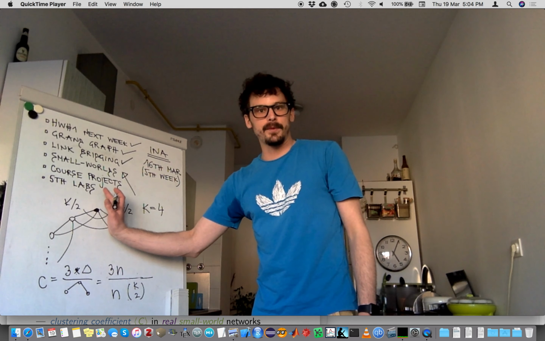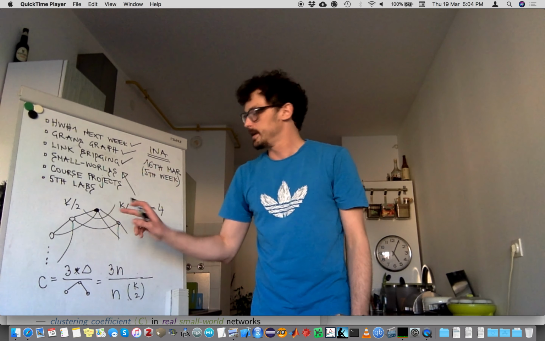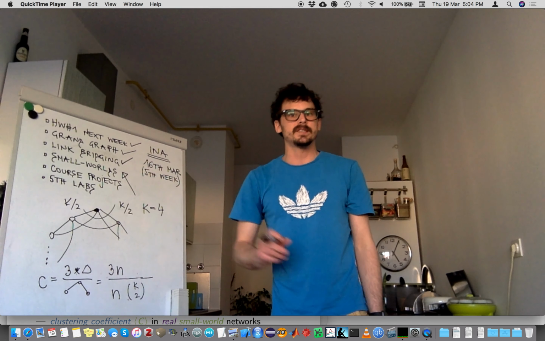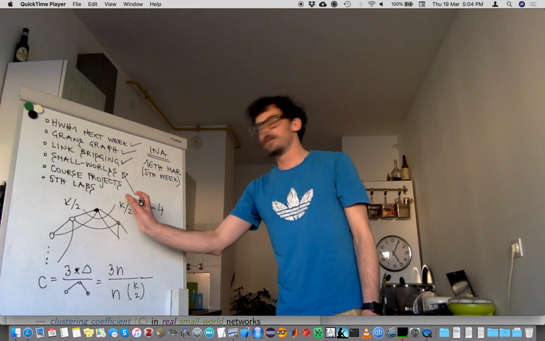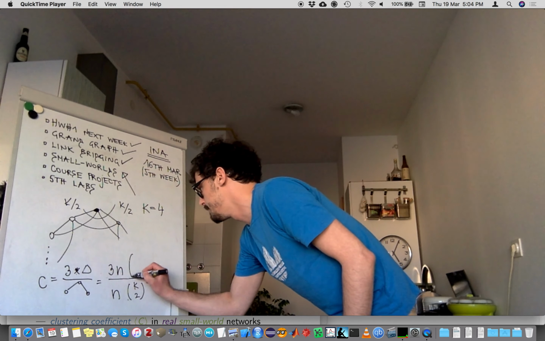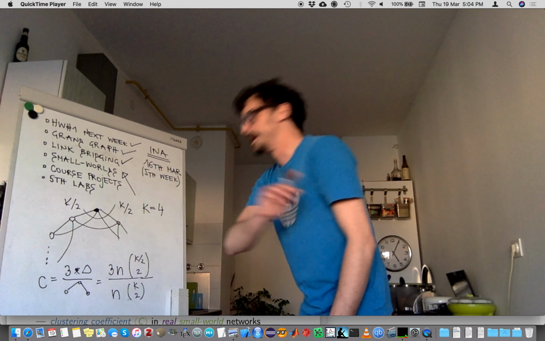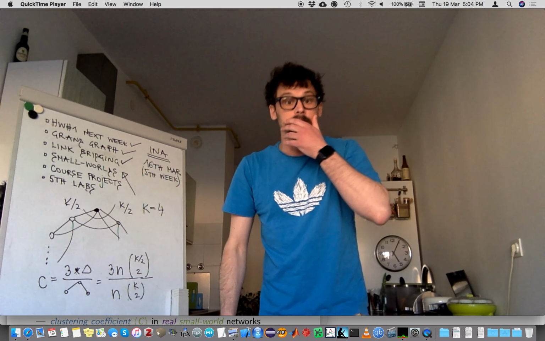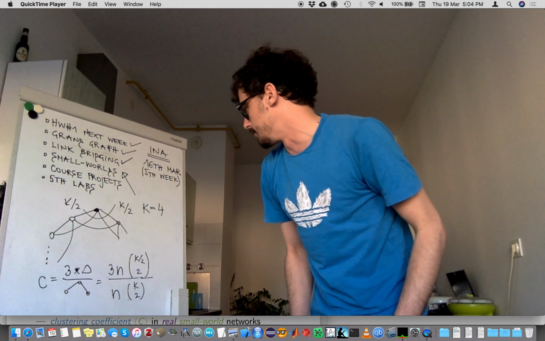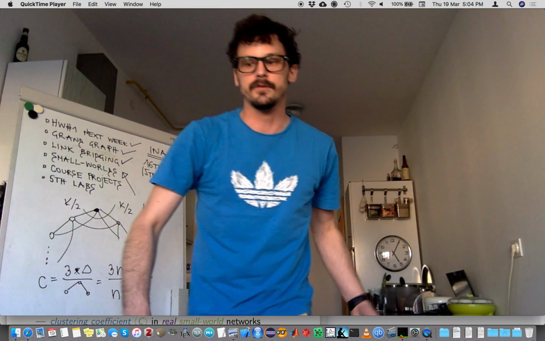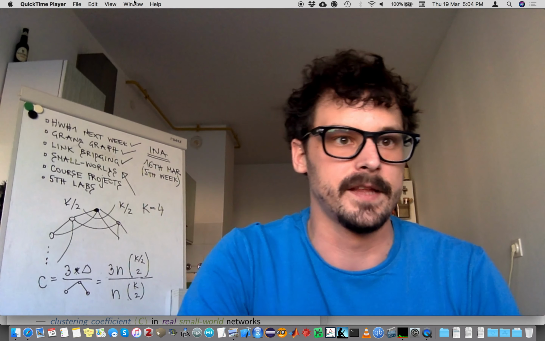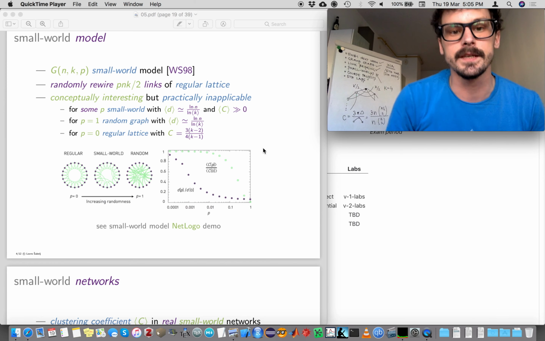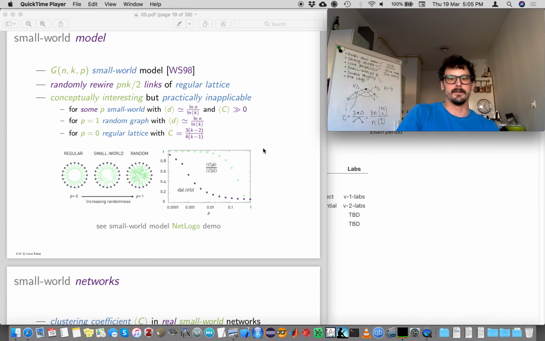So if we count the number of triangles where the leftmost node is the black one, it is simply how far can I go from the black node so that there will still be a link back. Since the black node has k over 2 neighbors on the right hand side, this will simply be k over 2 choose 2. And this is the formula that is on the slide. Now you have to simplify it and you will get exactly the formula listed there. And the final result that we get is 3 times (k minus 2) divided by 4 times (k minus 1).